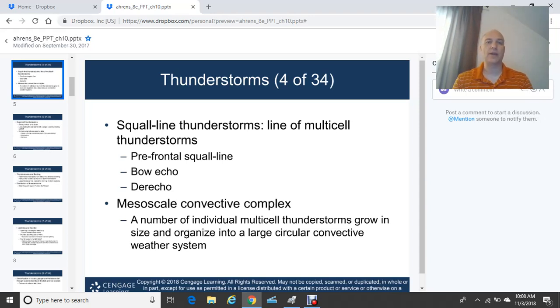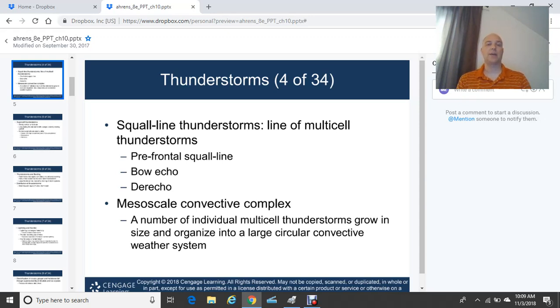Now moving on to the mesoscale convective complex. It is a number of individual multi-cell thunderstorms that grow in size and organize into a large circular convective weather system. So we term this MCC for short, mesoscale convective complex. You will notice this especially on enhanced infrared weather satellite imagery. It actually appears to be this huge circular shape, a mass of thunderstorms. And it will also be reflective on your Doppler weather radar as well.